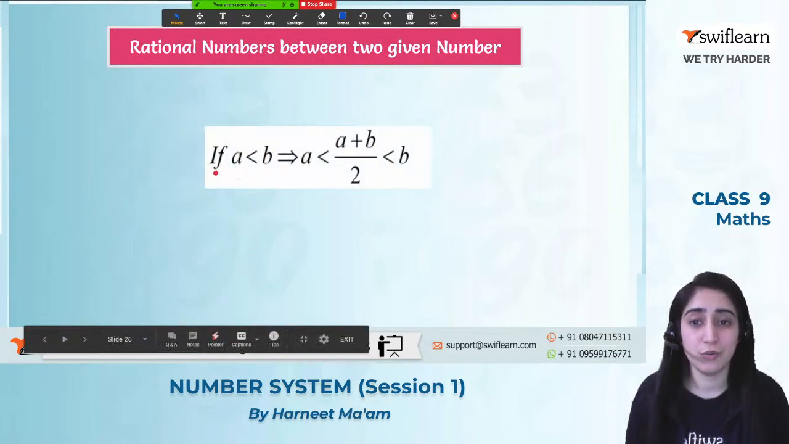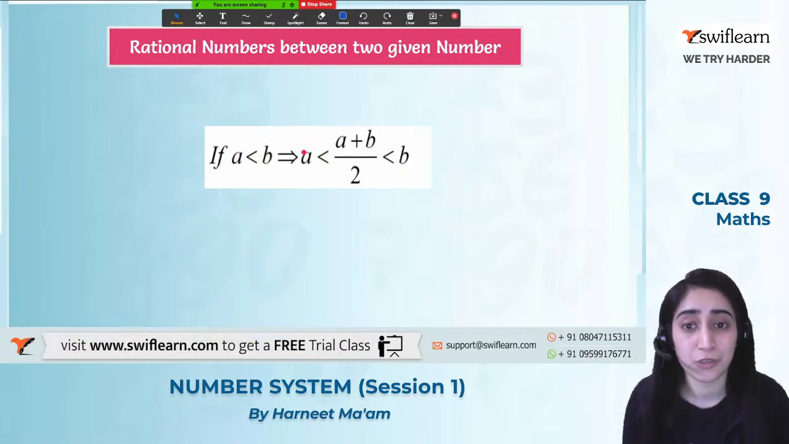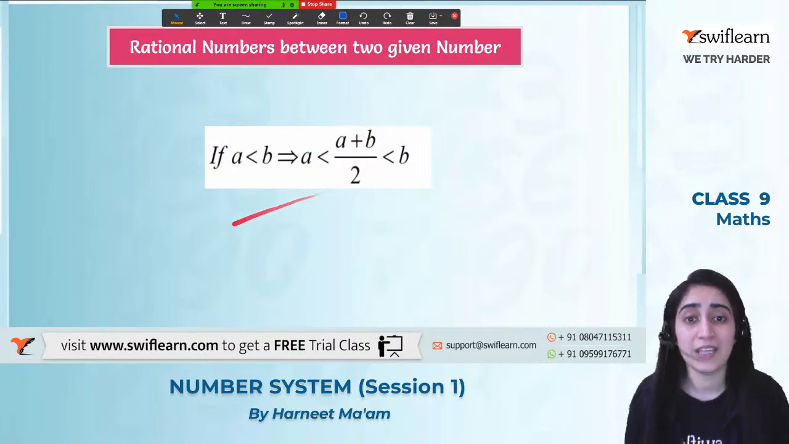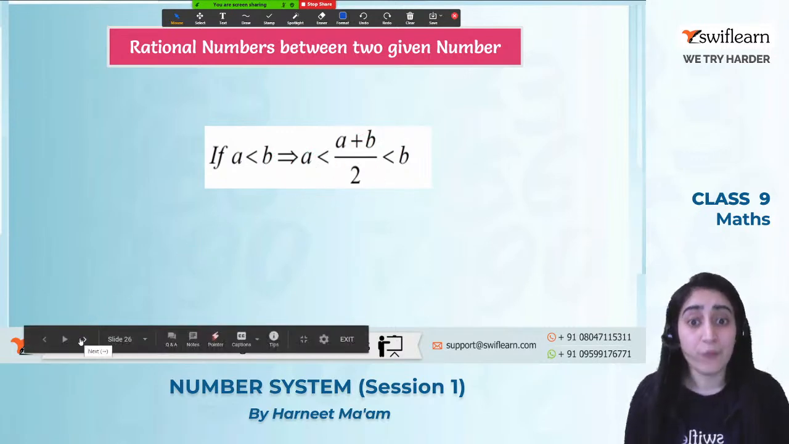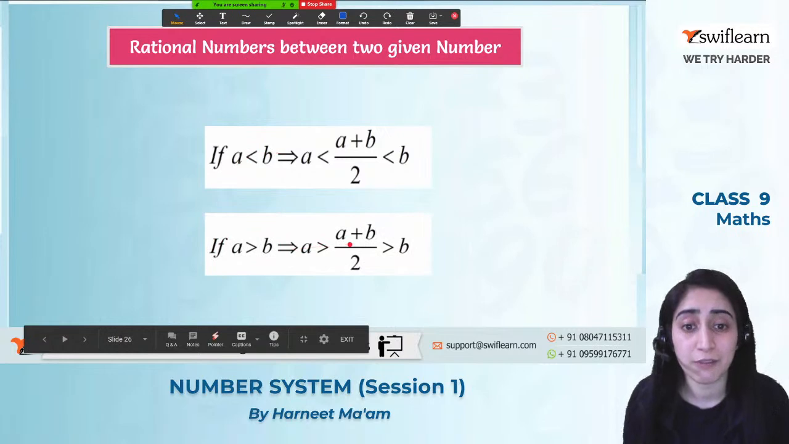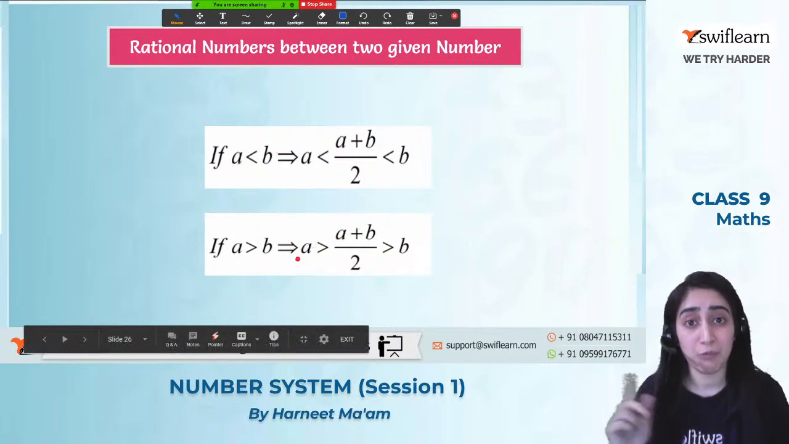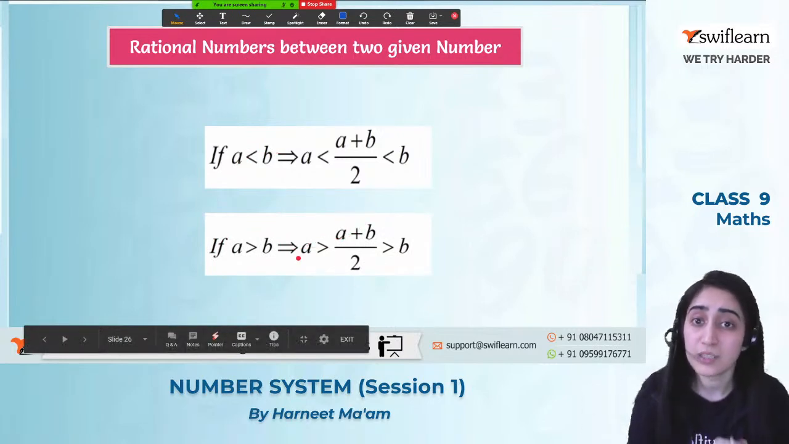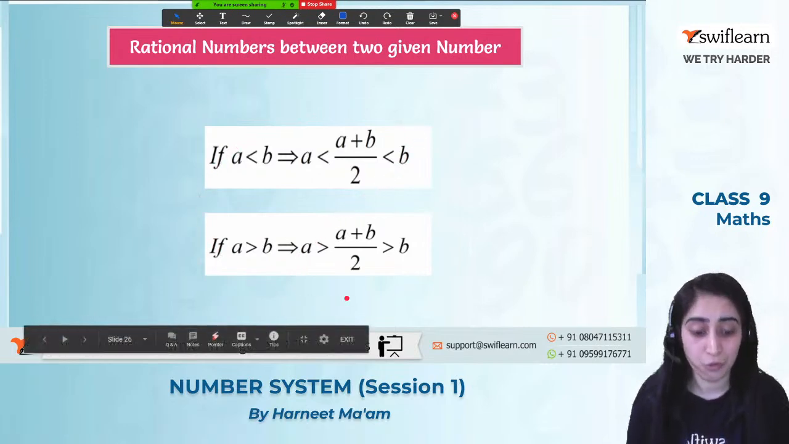If a number A and B are given to you and I ask you to find a rational number between them, how do we calculate? We add A plus B and divide it by 2. So we get the number in between. Whereas when A is bigger than B, we use the same logic, but now A will be the bigger one and B will be the smaller one. So this is a rule and we will use this in the next questions which are coming up.